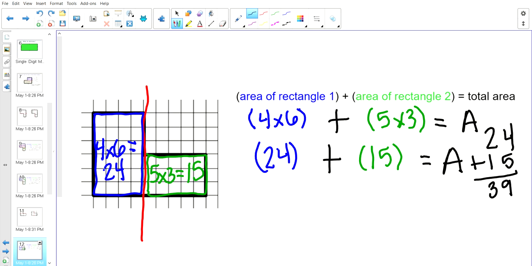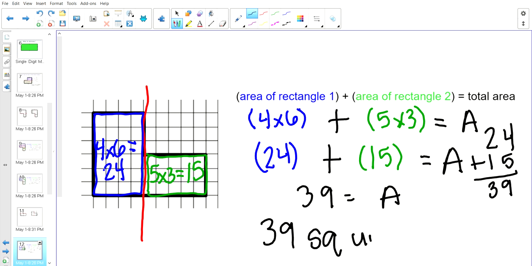I can see, 3rd grade, that 24 plus 15 equals 39. 39 equals A. Now you know that area is always measured in square units. So the area of this rectilinear figure is 39 square units.